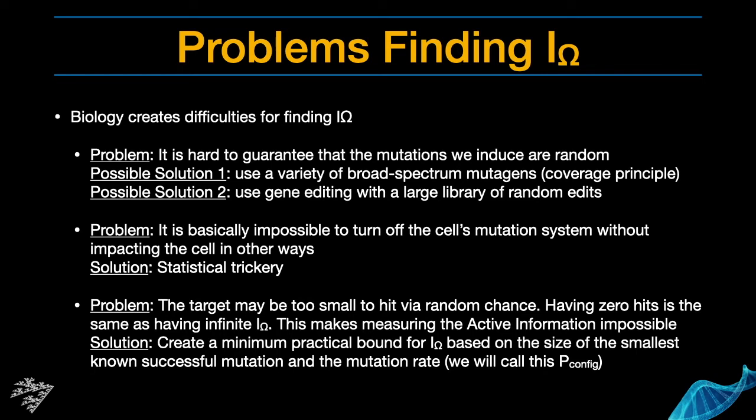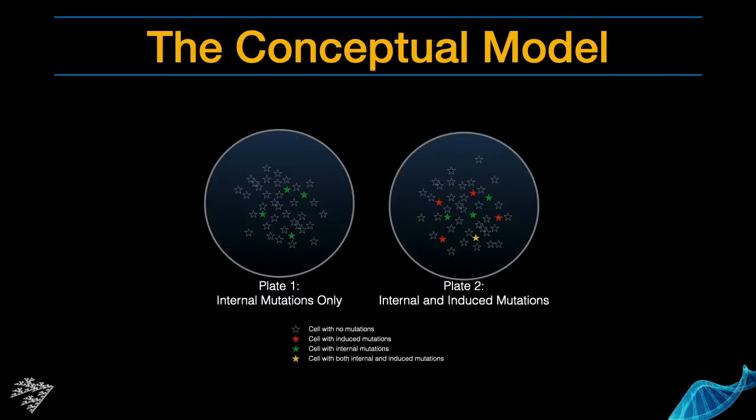So now I want to give you a conceptual model for what we're going to do. Imagine 2 plates of bacteria that we're testing against a selection pressure. On plate 1, we're only testing how the organism itself succeeds. The gray stars are cells that didn't mutate at all, and the green stars are cells that did have a mutation. Now this diagram doesn't talk about whether they're successful or not. These are just ones that have the mutations.